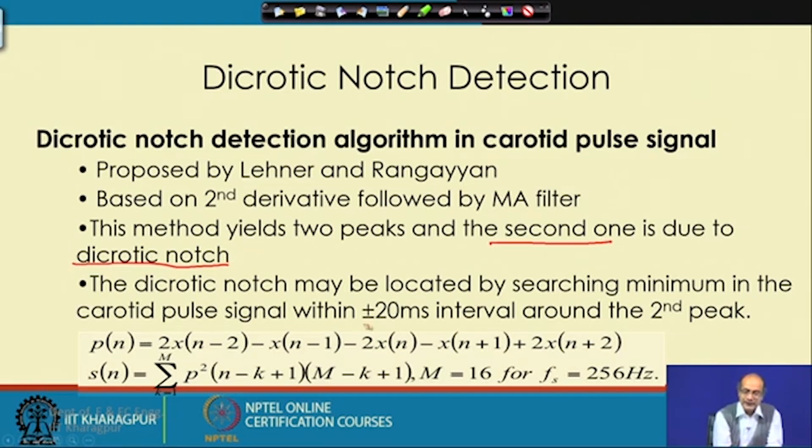And the dicrotic notch may be located where the peak comes. They look for local minima around that peak, by taking an interval of plus or minus 20 milliseconds around that second peak. That is how they could get the location of the dicrotic notch, and from that we can get the time window where the S2 is located. So, thank you.